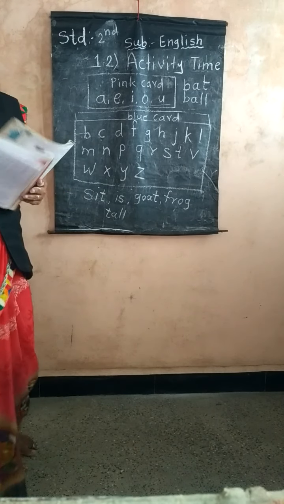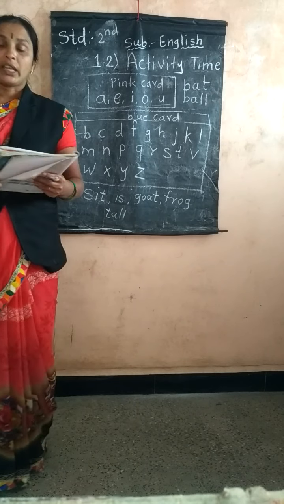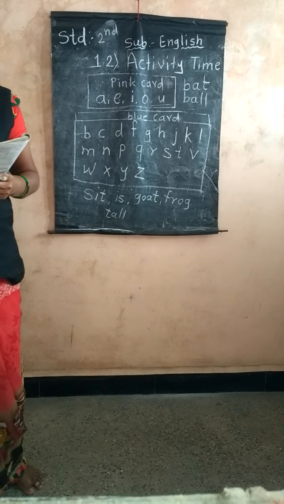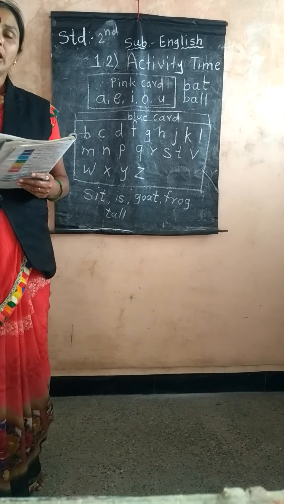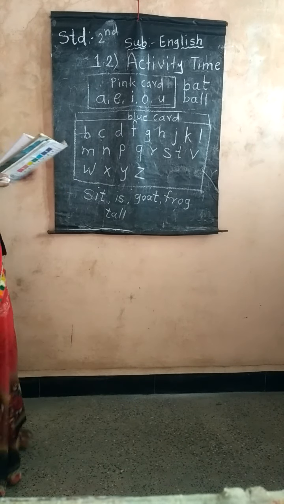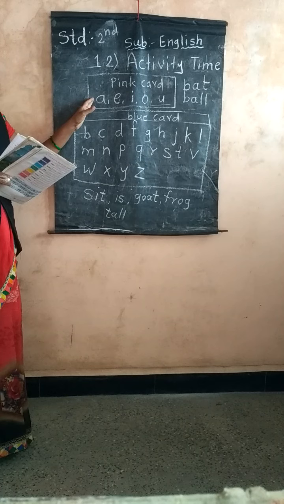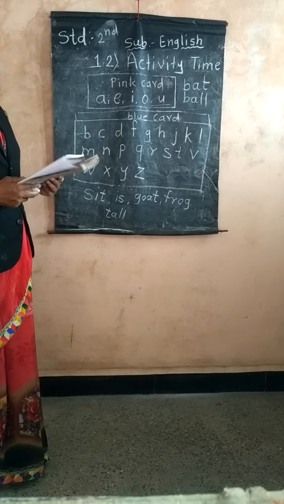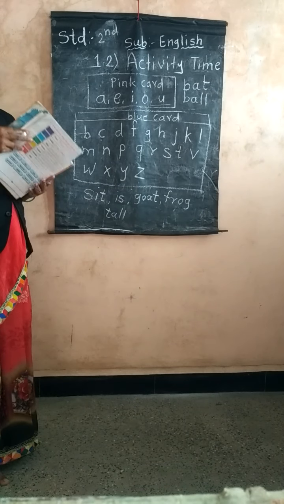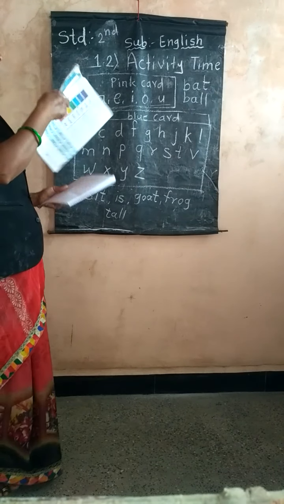So what do you do? You make some words, write them in your notebook, and send me photos in our second standard group. Do you understand this activity now? Do this activity at home. Now see the next activity in your textbook.